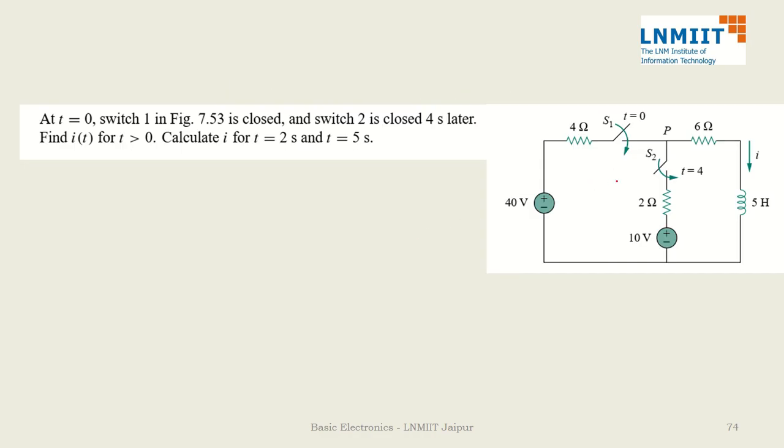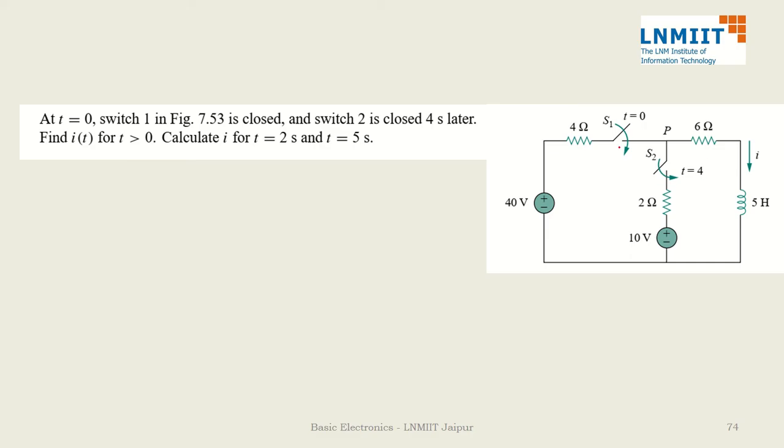Now we have an interesting thing. There are two switches. One is opening at t equal to 0, one is closing at t equal to 4. In this circuit, we are not going to assume both the conditions in a single assumption. Let me first assume that I have only one switch S1, and according to S1, what is my initial and final value of current and what is my time constant.